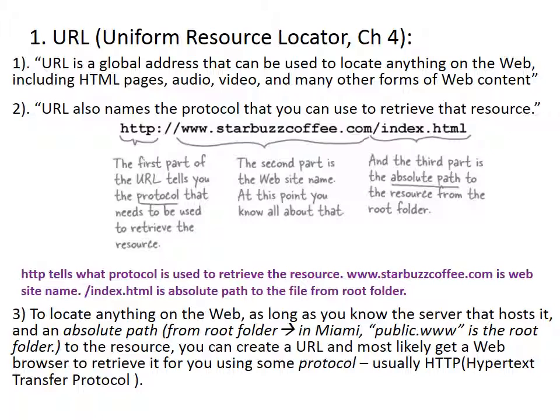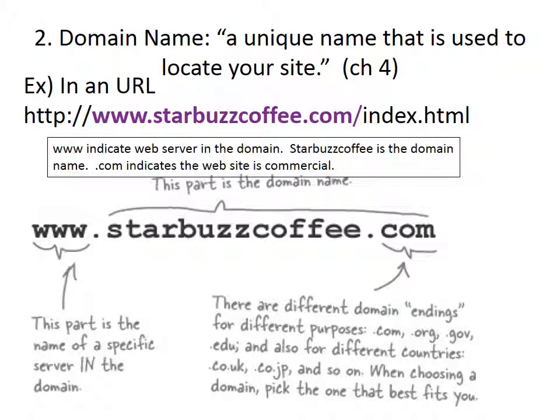URL stands for Uniform Resource Locator. In the URL, you will see HTTP as the protocol. You use domain name and file path from root folder. Domain name is a unique name that is used to locate your site. You have to register it.